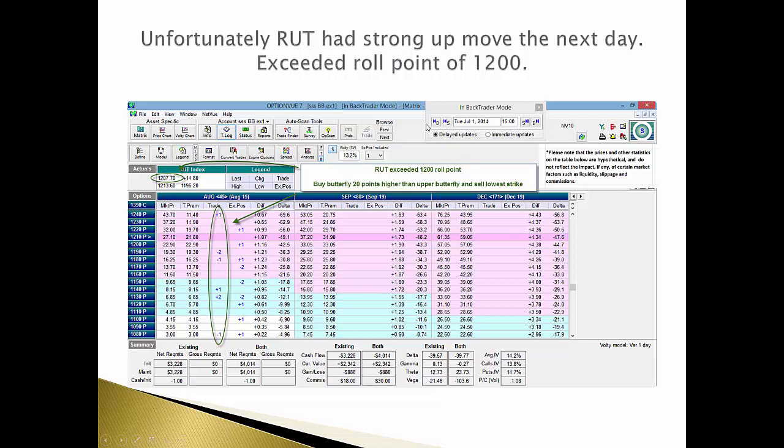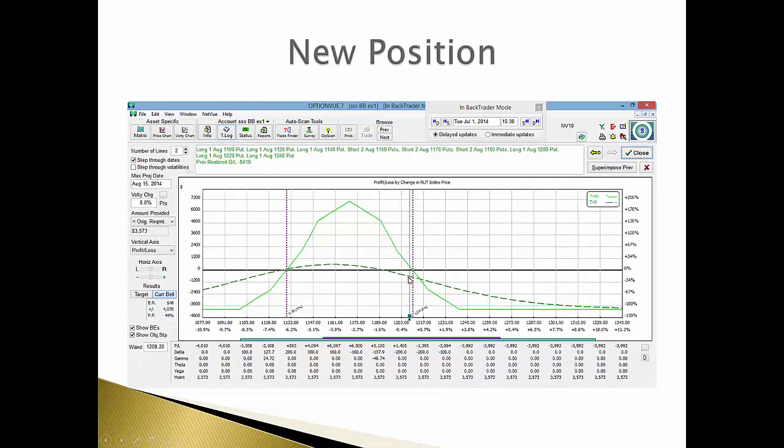So we come here, it's July 1st, Russell's exceeded our 1200 roll point. So what I'm going to do is I'm going to sell the original 1130 butterflies I put on. And I'm going to roll those up 60 points and buy 1190 butterflies. So now instead of being in 1130, 1150, 1170 butterflies, I'm going to be in 1150, 1170, 1190 butterflies. Here is what that position looks like.